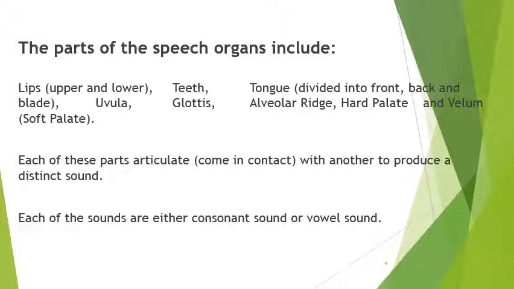Each of these parts articulates or comes into contact with another to produce a distinct sound. That is to say, some of these organs come into contact in the course of producing any sound. Therefore, for someone to produce a sound, he or she must use more than one of these organs. For instance, combining lips with teeth, or tongue, or glottis, or alveolar ridge to produce a single sound.